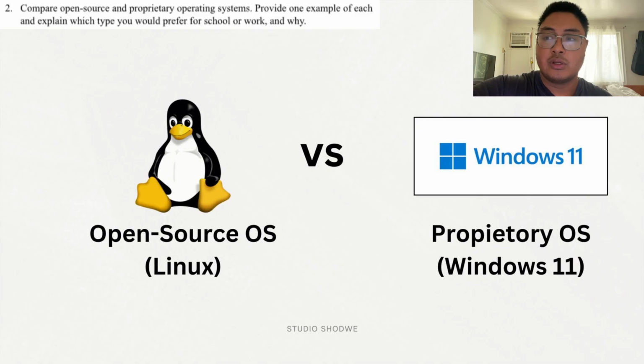For the second question, compare open source and proprietary operating systems. Provide one example of each and explain which you would prefer for work or school and why. Open source operating systems are free and their source code is available for anyone to modify. An example of this is Linux. Proprietary operating systems are owned by companies and usually require a paid license to use, like Windows 11. For me, for school and everyday use, I prefer to use Windows because it's easy to use and supports many applications, and it is widely compatible with different hardware and software.